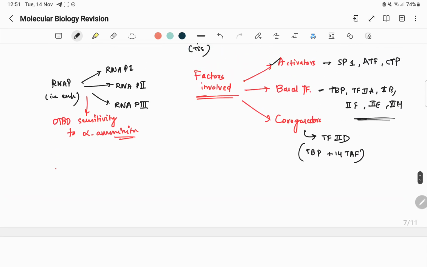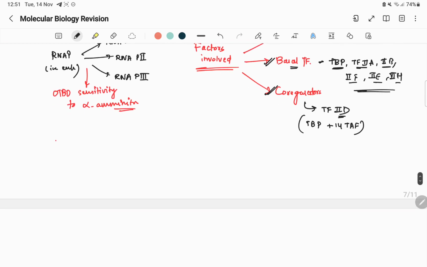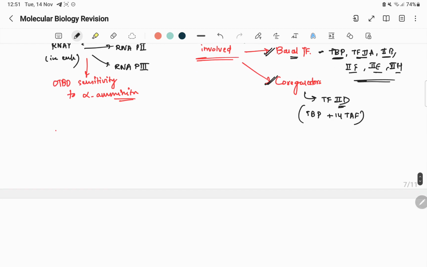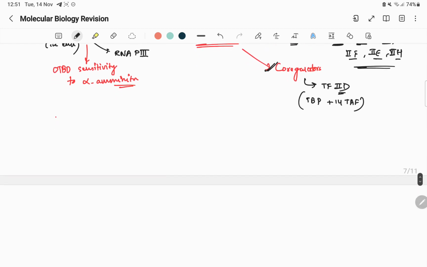So all these factors you have to remember. Activators: you have SP1, ATF, CTF. Basal transcription factors: you have TATA binding protein, TF2A, B, F, E, and H. Co-regulators: you have TF2D. Okay, understood.